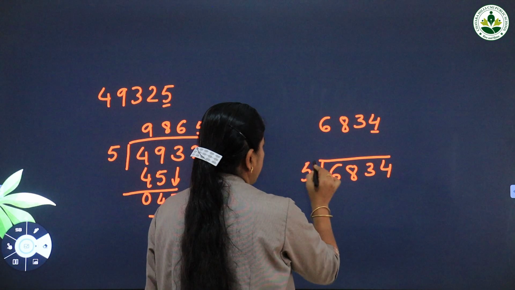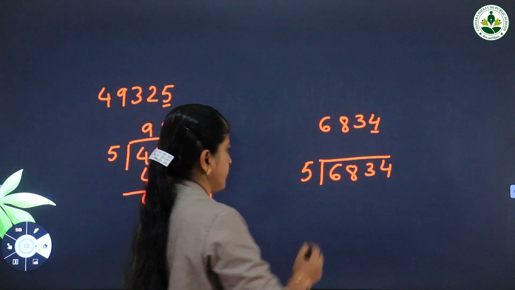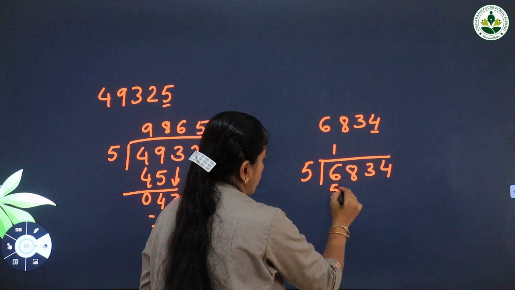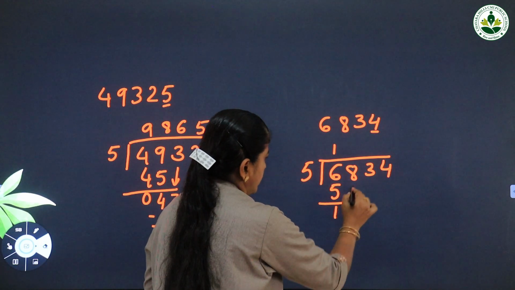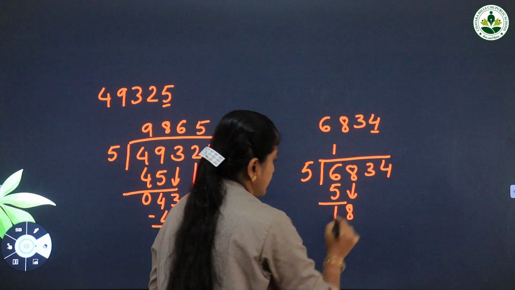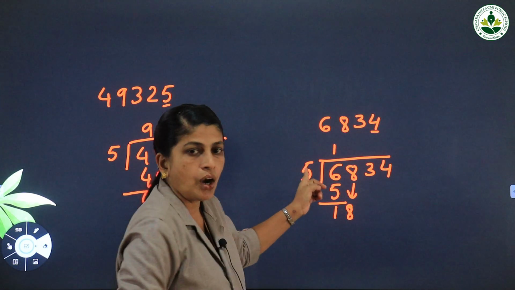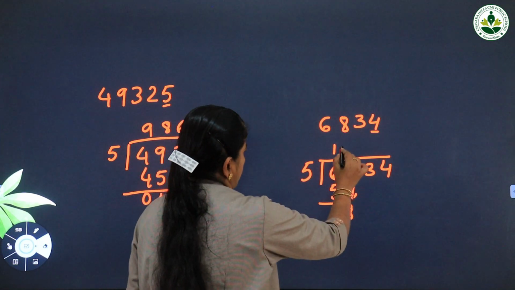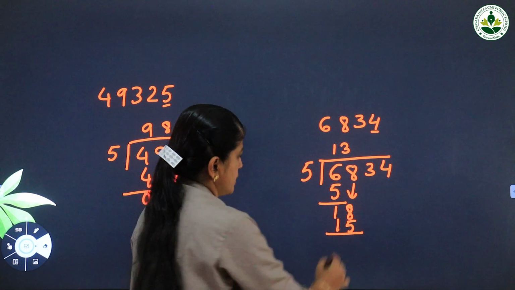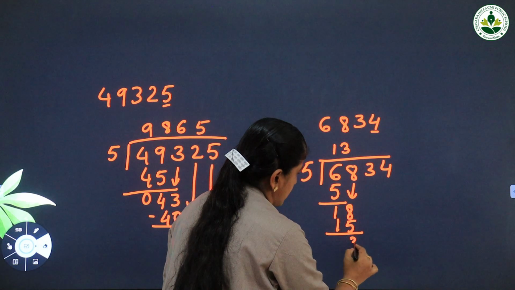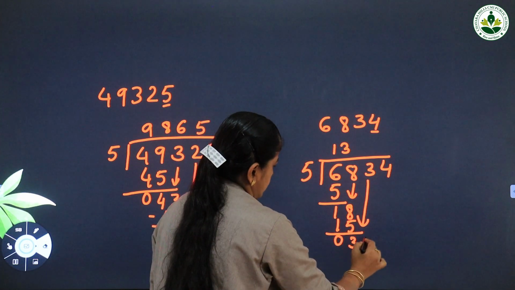6,834 divided by 5. Then in 6, how many 5's are there? 1 5 is 5. Then subtract, 6 minus 5 is 1. Bring down the next digit 8. The number is 18. In 18, how many 5's are there? 5 3's are 15. Subtract, 8 minus 5 is 3. 1 minus 1, 0. Bring down the next digit 3.